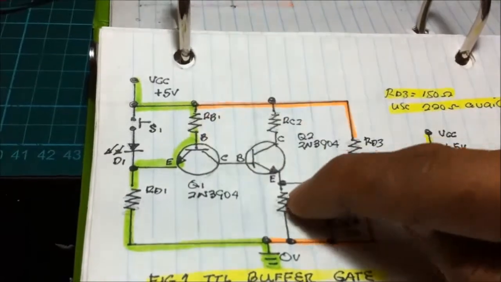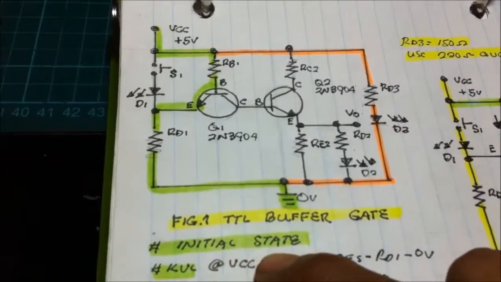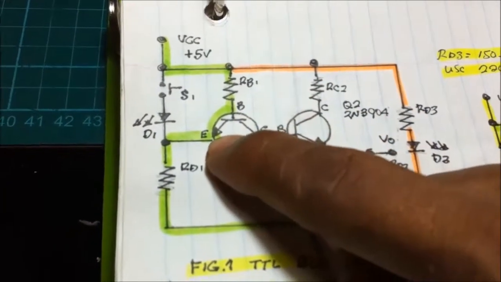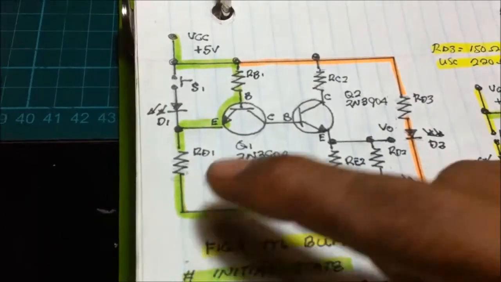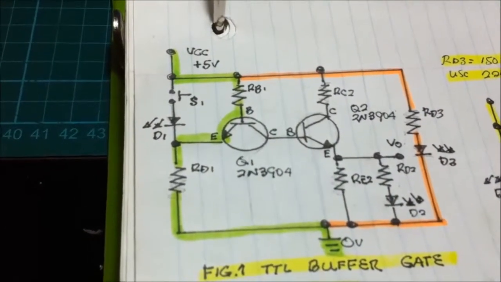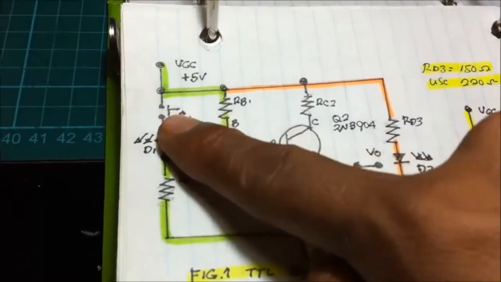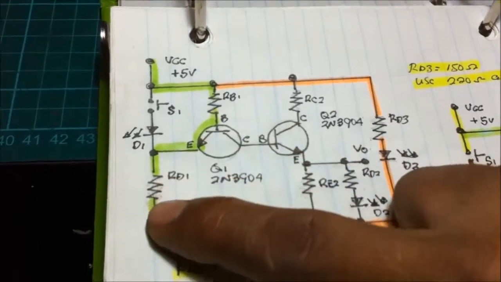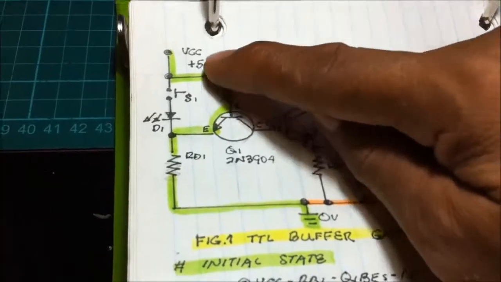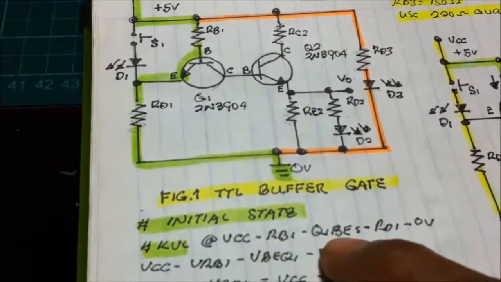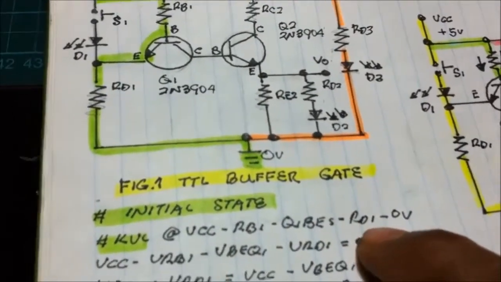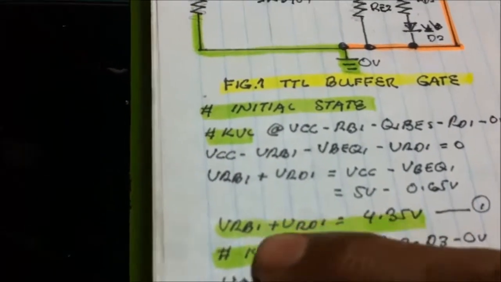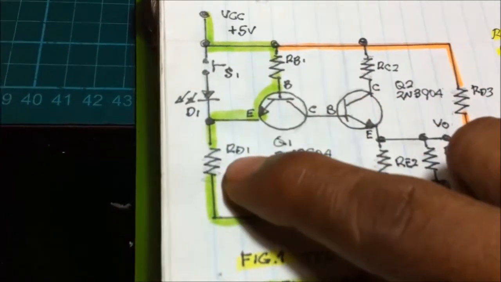This is the input side, and this is the output side. At the initial state, current flows into RB1 to the base to the emitter, and then to the RD1 and to the ground. So at this state, we get a logic 0 or low level because the switch is open. Current will not flow here because it flows directly to the ground. So we get the first KVL: VCC, RB1, transistor 1 BE, to RD1 to the ground. We get 4.35 volts, the sum of the two voltage drops at the base-emitter and in the RD1.